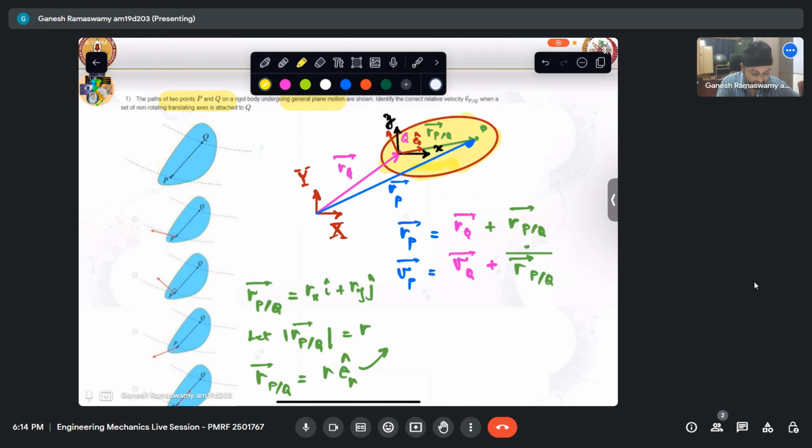Now, where it becomes more and more complicated is how we attach this axis, the black axis which I have attached to Q. Whether it is rotating with the rigid body or it is simply translating is the entire question. So if it is just translating, we label that as a non-rotating translating axis, which is very different from an inertial frame of reference. It must be understood clearly. Just because it is non-rotating does not make it inertial.